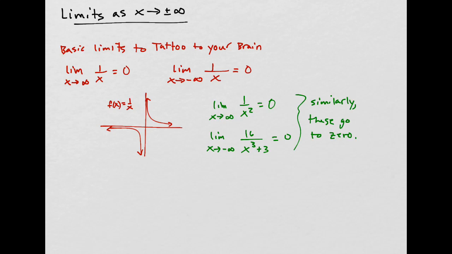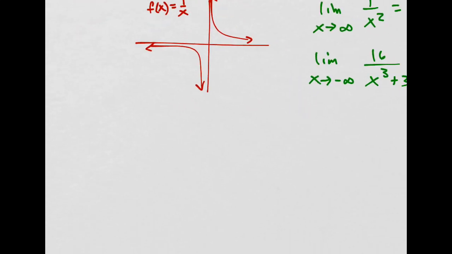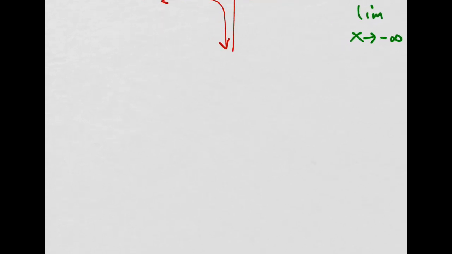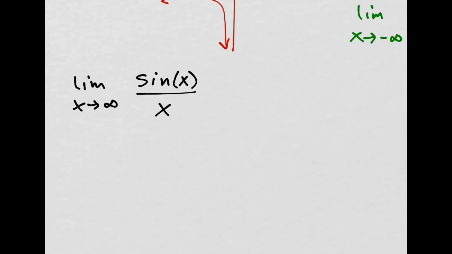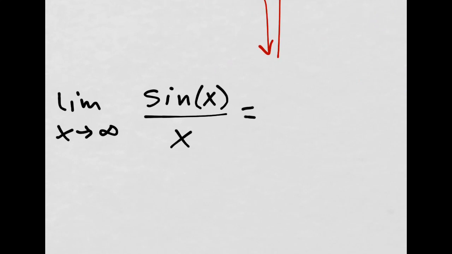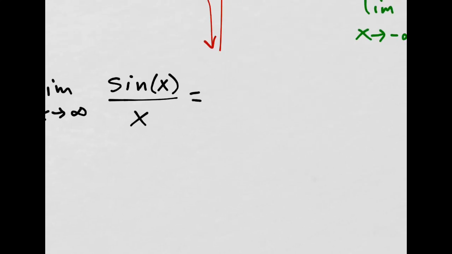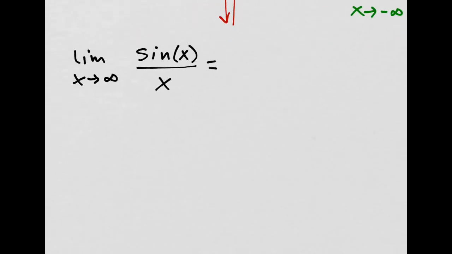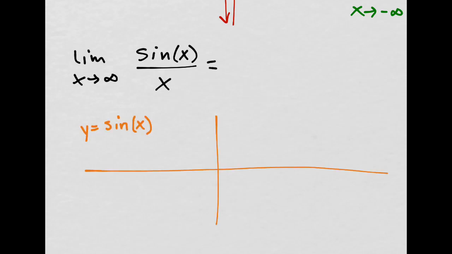What do I want to add? Let's talk about this special limit. This is a cool one. So the limit as x approaches, let's say, positive infinity of sine x over x. What does that equal? If I just do direct substitution, it doesn't really make sense. But I know the graph for y equals sine of x, so let me draw that real quick. It just oscillates back and forth forever and ever in the other direction as well.